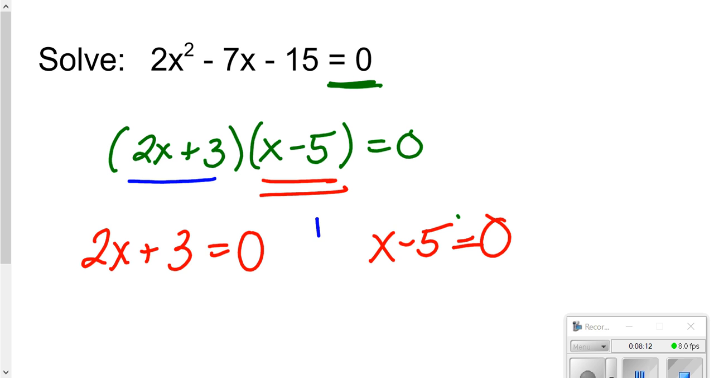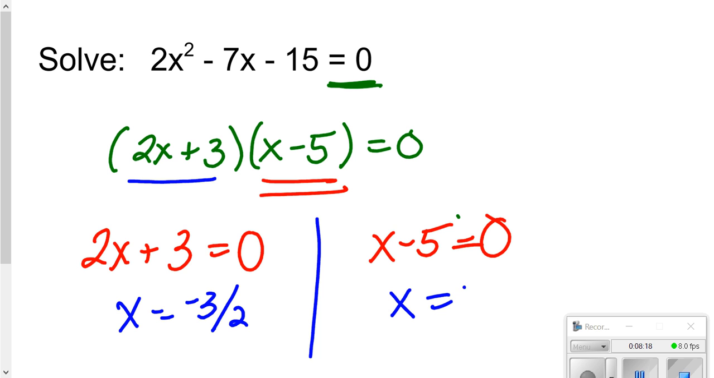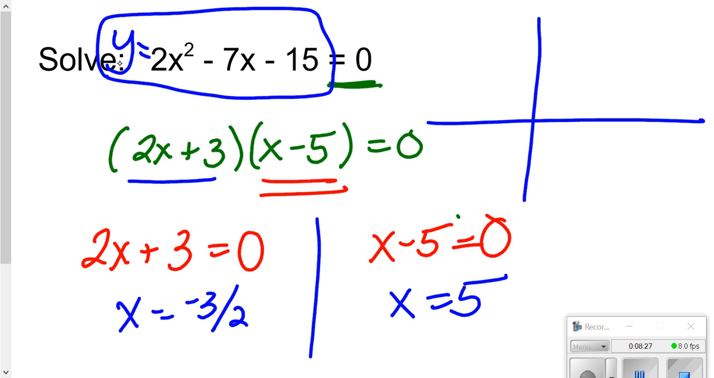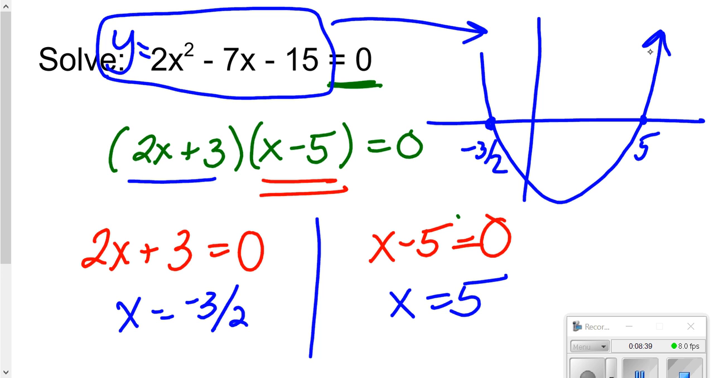So if the first one is true, then x equals negative 3 halves. If the second one is true, x equals 5. And I know from that that if I were to graph the parabola that's y equals this, if I were to make a picture of that, it has to cross at 5 and at negative 3 halves, or negative 1.5, on my grid. I don't really know what the rest of it looks like necessarily, but I know those two x-intercepts.